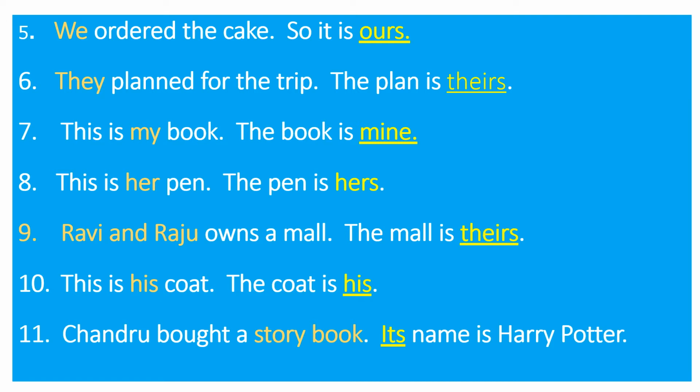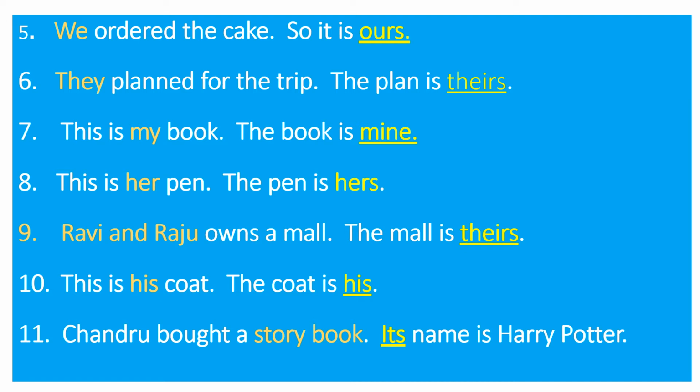Okay, children? The next sentence. They planned for the trip and the plan is theirs. So here again, they is a plural pronoun and the possessive pronoun for they is theirs. The next sentence, this is my book. The book is mine. So here, my is a pronoun and the possessive pronoun for my is mine. The next sentence, this is her pen. The pen is hers. So her is a pronoun and the possessive pronoun for her is hers.